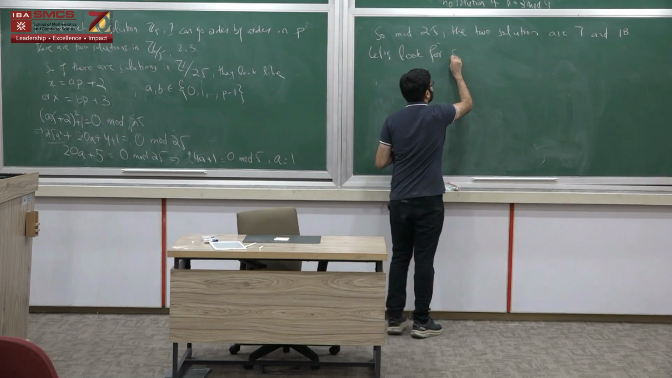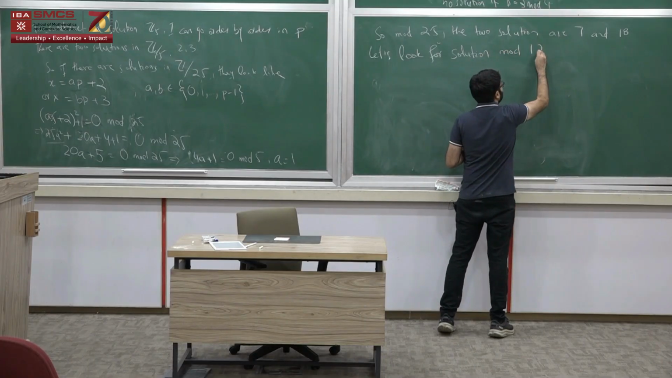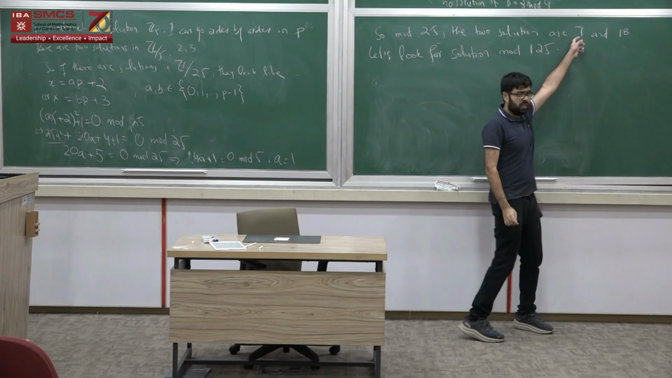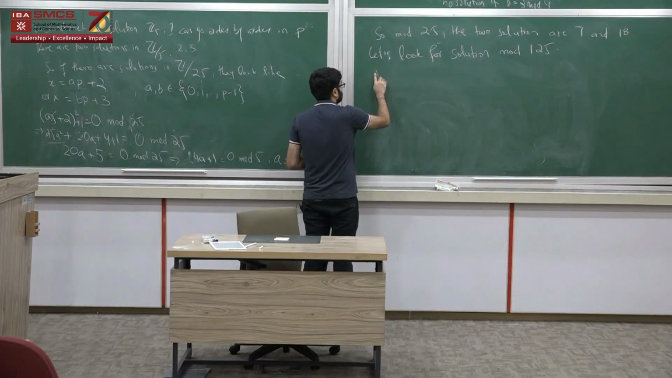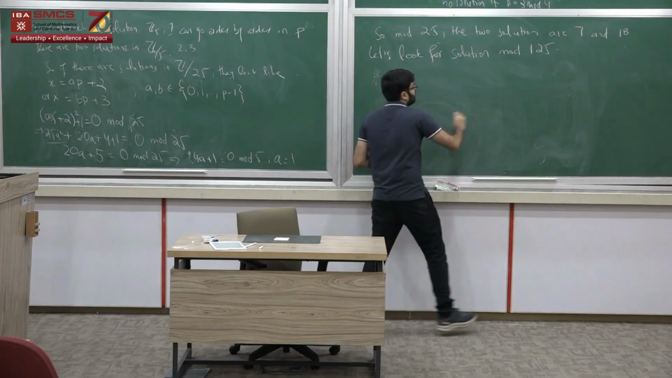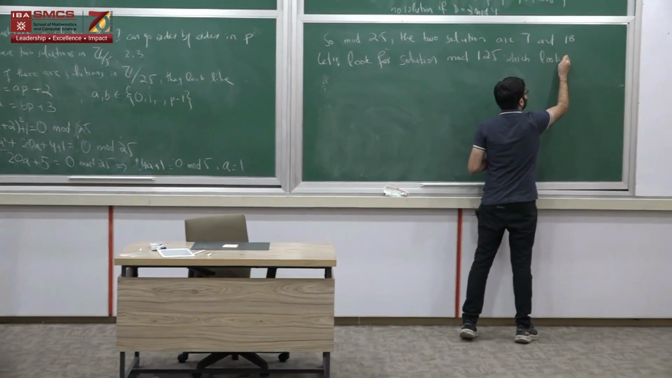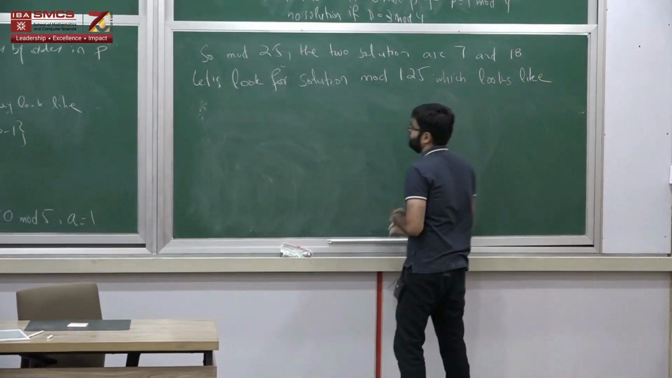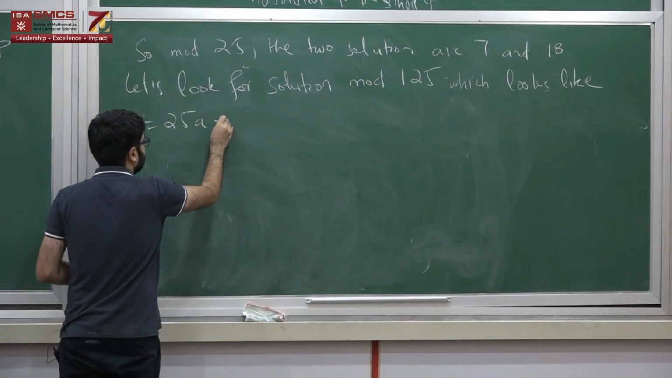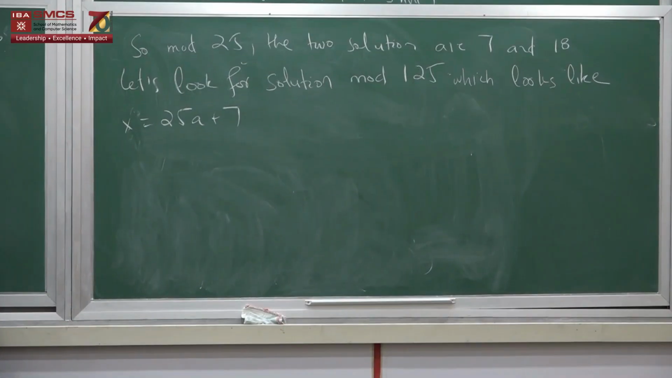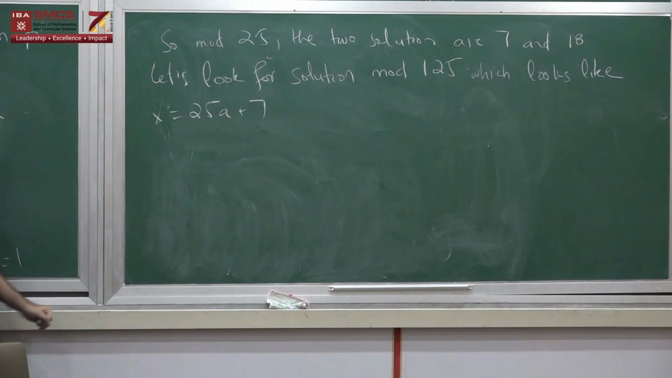and let's look for solutions mod 125. I will just focus on the one that reduces to 7 mod 25. So a solution of the form x is 25a plus 7. Again, I know what my solution should look like mod 25. So it must take this form.